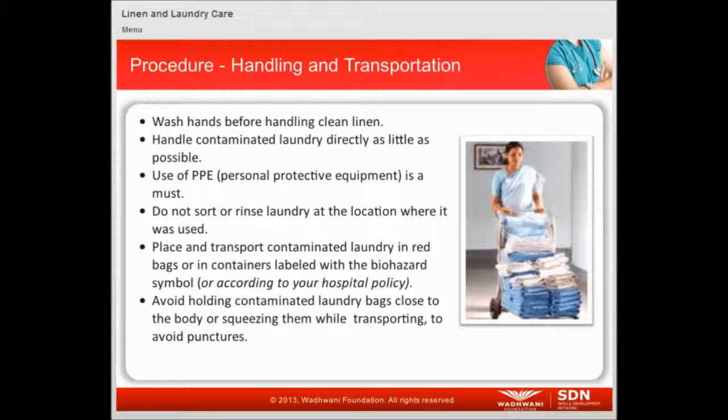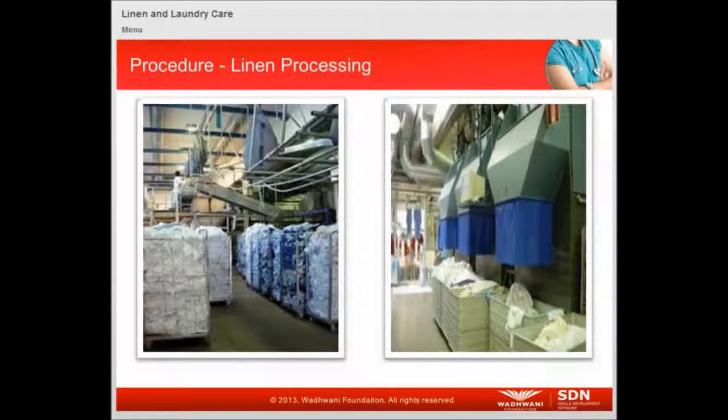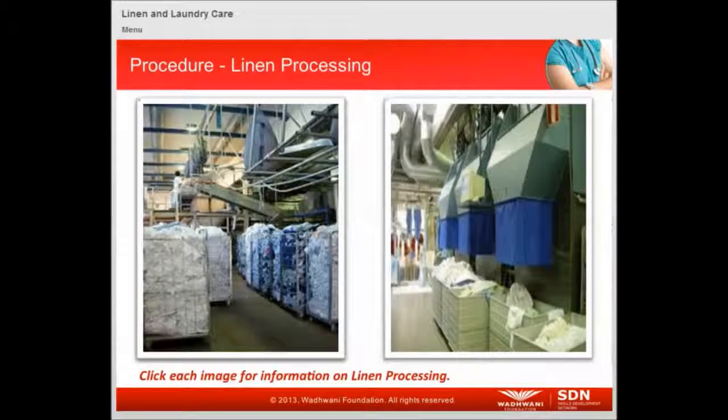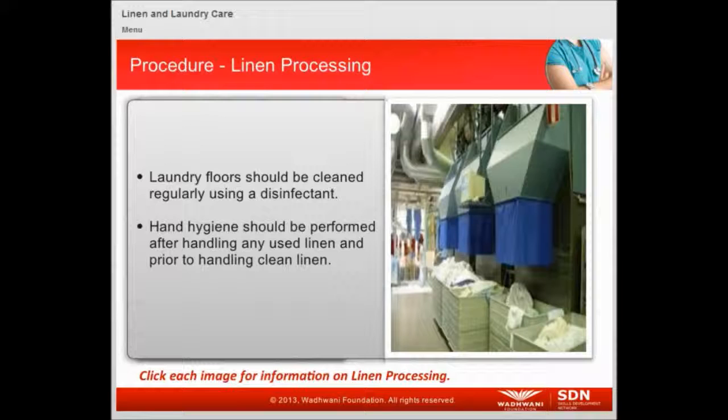Now let's learn about linen processing. Click each image for information on linen processing. A temperature of 140 degrees Fahrenheit should ideally be used to process linen. However, each hospital may have their own regulations on what temperatures to use. Any linen that is repaired or mended needs to be rewashed. Laundry floors should be cleaned regularly using a disinfectant. Hand hygiene should be performed after handling any used linen and prior to handling clean linen.